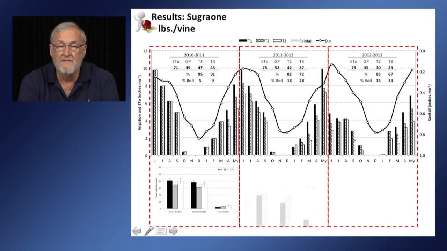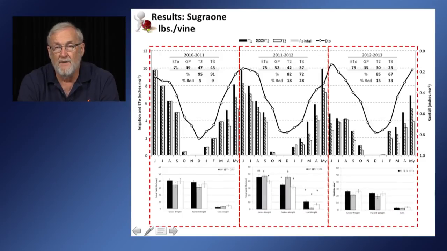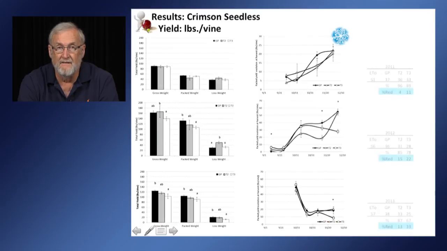And this is basically a summary of the data. The takeaway is that we could reduce the total applied water for the Sugar 1 by about 15 to 20% and not have any impact on the yield compared to the grower practice. We got up to 30% reduction. There were some differences in yield, but anyway, it does demonstrate that we can deficit irrigate and still maintain the yield.